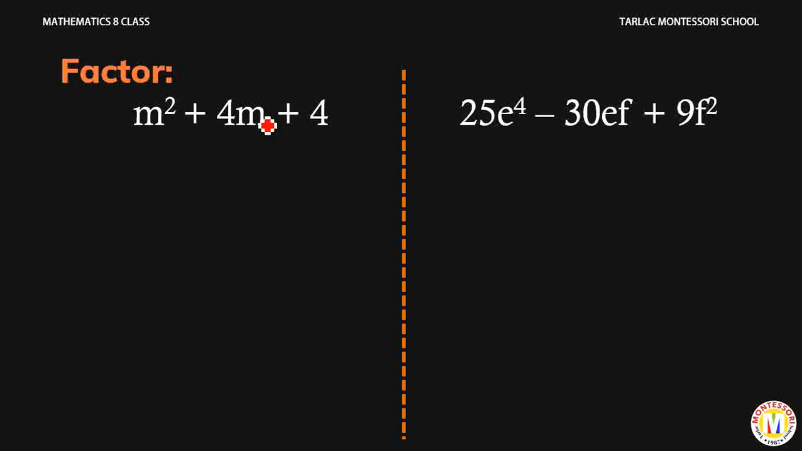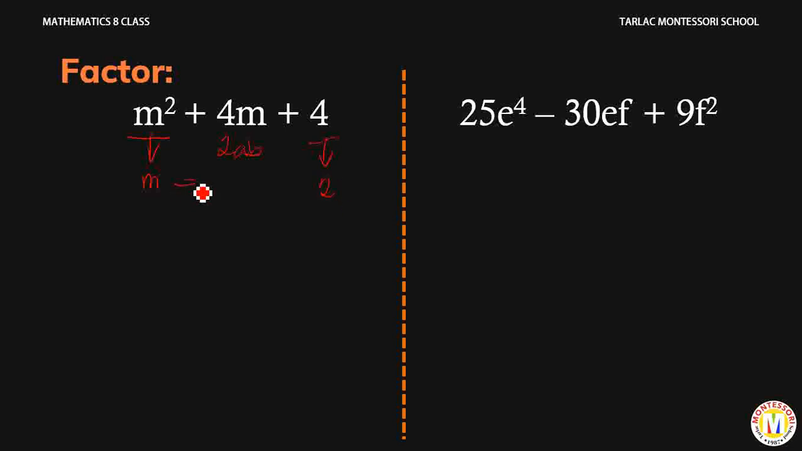Factor m squared plus 4m plus 4. Before we go on with the factoring technique, we should first identify if this particular example is a perfect square trinomial. Is the first term a perfect squared number? Yes. Is the last term a perfect squared number? Yes as well. But will the middle term comply with our rule 2ab? Let's see. Extract the square root of the first term. The square root of m squared is m. Extract the square root of the last term. Square root of 4 is 2.